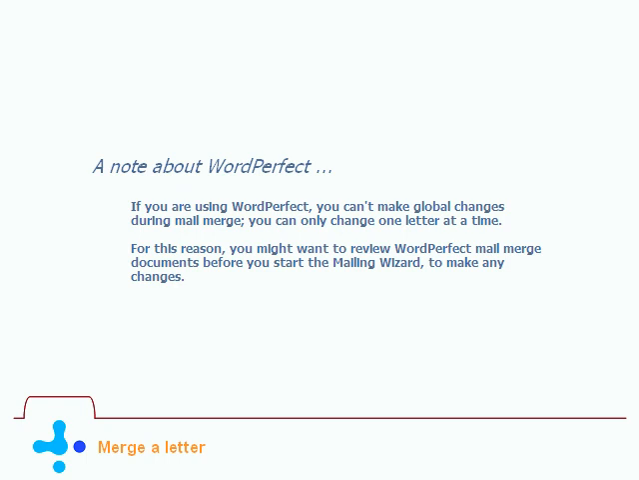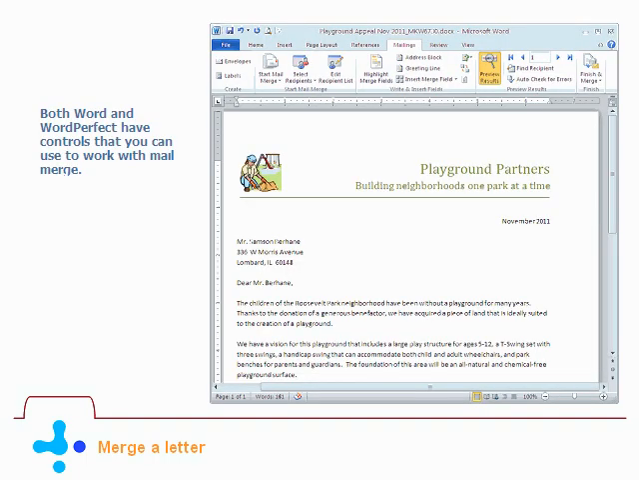A note about WordPerfect. If you're using WordPerfect, you can't make global changes during mail merge. You can only change one letter at a time. For this reason, you might want to review WordPerfect mail merge documents before you start the mailing wizard to make any changes. Both Word and WordPerfect have controls that you can use to work with mail merge. In Word 2010, shown here, you'll find them on the ribbon of the Mailings tab.